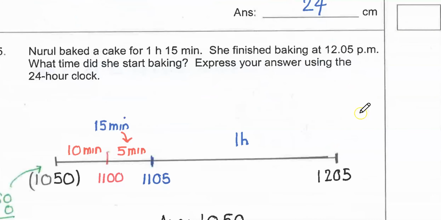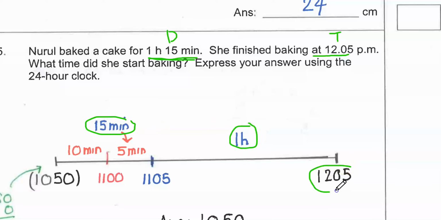Next, Nuro bakes a cake for 1 hour 15 minutes. She finished baking at this time. So we have a duration and we have a time. Please draw your timeline. What time did she start baking? Now this is duration, which is on top, an hour and 15 minutes. Okay, so this is the ending time.